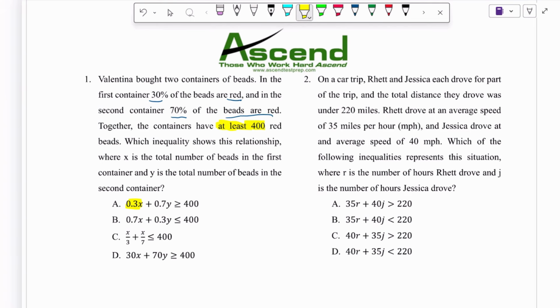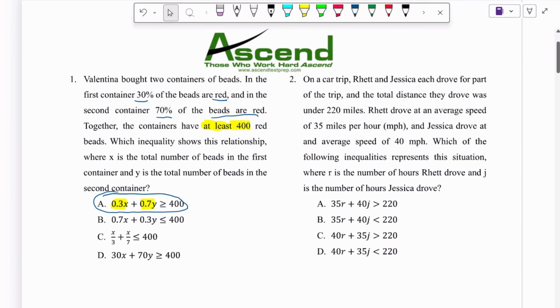But to continue on with it, it says 70% of y, which is the second container, and it has to have at least, or greater than or equal to, 400 because the minimum I can have is 400. I can have 400, I can have 401, but this is the correct answer because it needs to be greater than 400 at least.